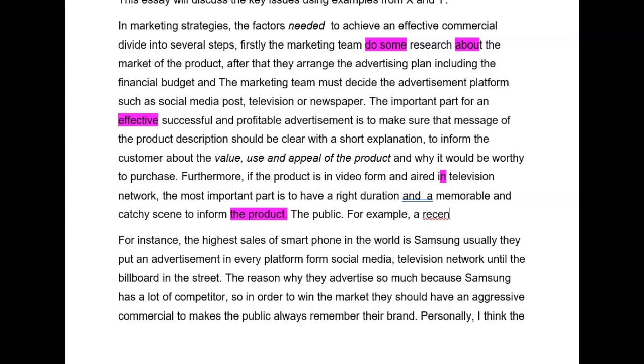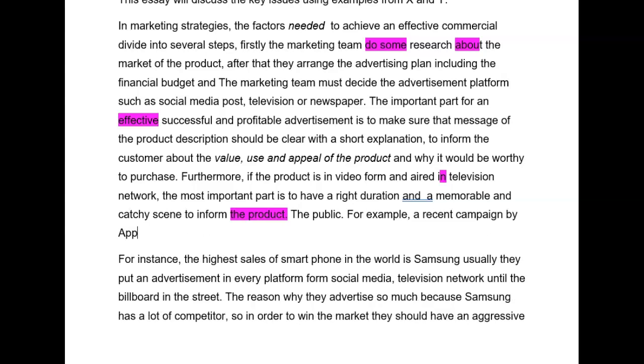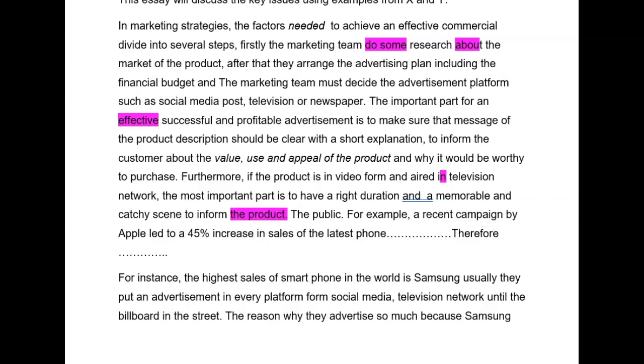a recent campaign by Apple showed, or proved, or led to a 45% increase in sales of the latest phone. So it was a very successful campaign. Okay, so it's very important to have an example in there. And then you have, therefore, the campaign was amazing, that sort of thing.